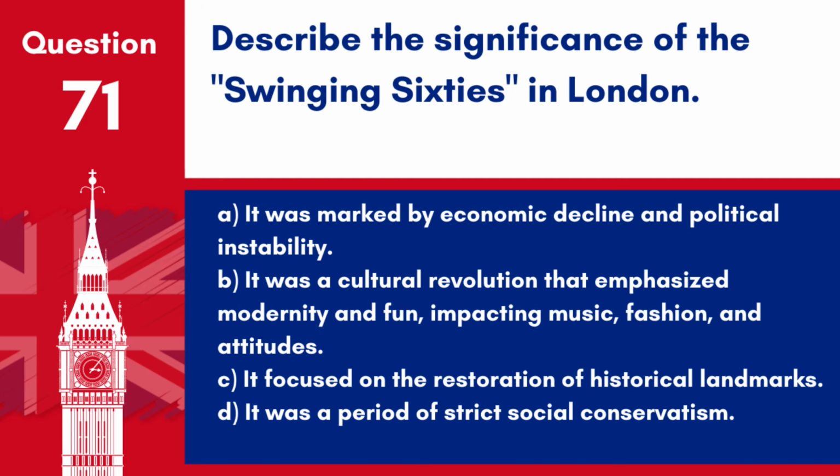Question 71. Describe the significance of the swinging 60s in London. A. It was marked by economic decline and political instability. B. It was a cultural revolution that emphasized modernity and fun, impacting music, fashion, and attitudes. C. It focused on the restoration of historical landmarks. D. It was a period of strict social conservatism.